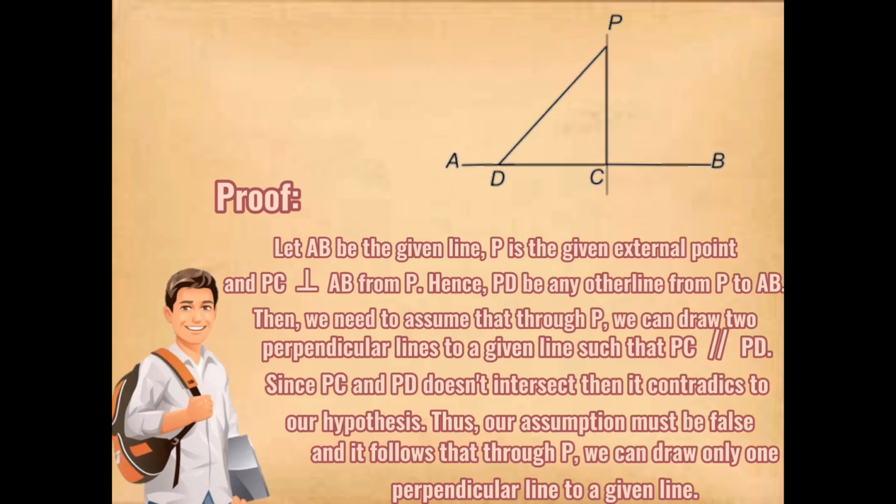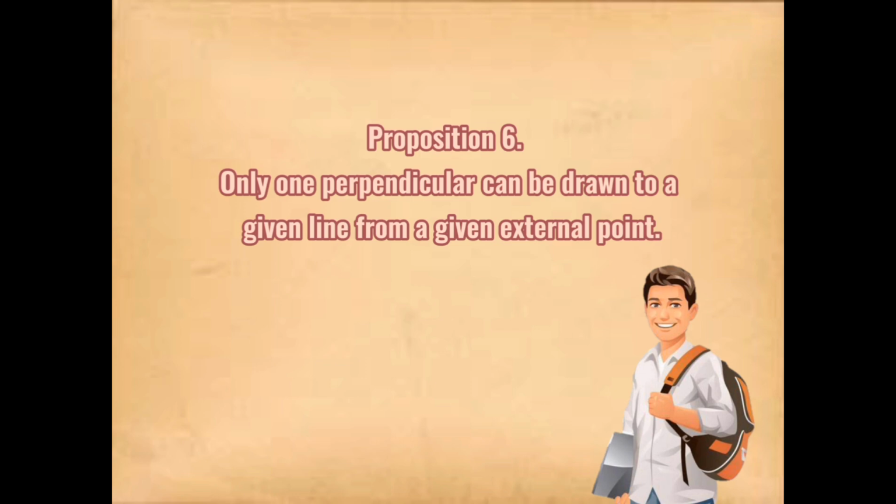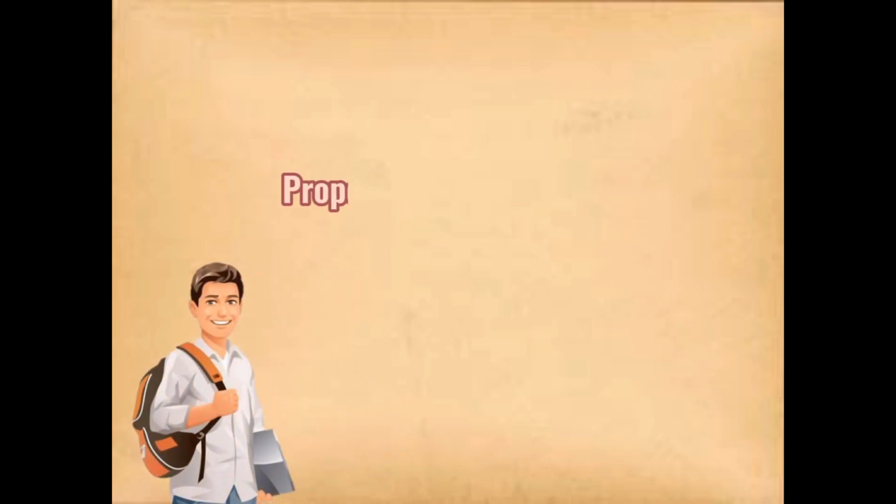So our proof will be: let AB be the given line, P the given external point, and line PC perpendicular to line AB from P. Hence, let line PD be any other line from P to line AB. Then, we assume that through P, we can draw two perpendicular lines to a given line, such that line PC is parallel to line PD. Since line PC and line PD don't intersect, this contradicts our hypothesis. Thus, our assumption must be false, and it follows that through P, we can draw only one perpendicular line to a given line. Now we have proved proposition 6: only one perpendicular can be drawn to a given line from a given external point. Next, we need to prove proposition 16.